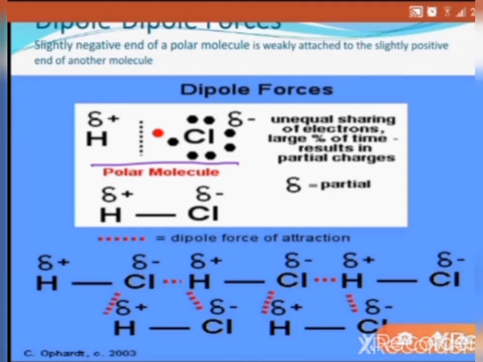When two or more HCl molecules come closer to each other, a weak force of attraction is developed between the partially negative end of one molecule and the partially positive end of the other molecule. Such types of bonding are called dipole-dipole forces. These forces are not specific, they can be present in any type of covalent compounds.